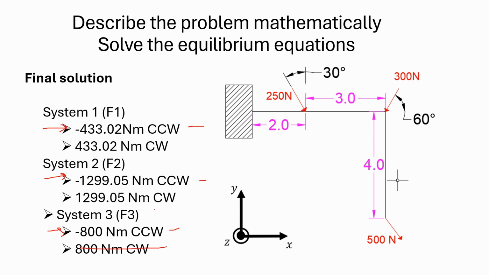You could take your negative counterclockwise moment and write it as a positive clockwise moment as your last step if you want your answers to be positive.